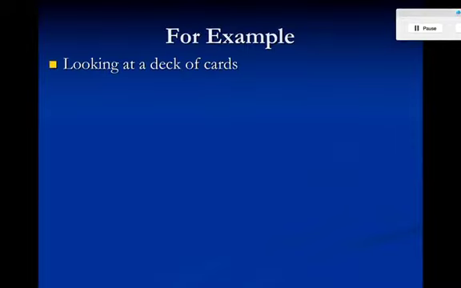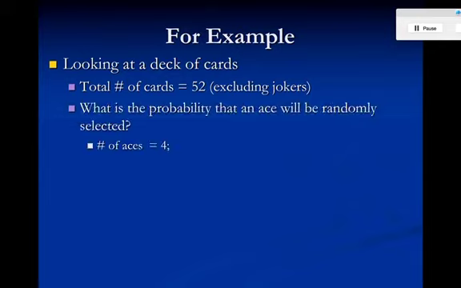So again, looking at this example of a deck of cards, if we have 52 cards in our deck, and here we're excluding jokers, and we want to know what the probability of us randomly selecting an ace would be. So if we know that there are 4 aces in our deck of cards, the ace of clubs, diamonds, hearts, and clovers, or clubs, I'm not really sure in terms of the terminology, sorry guys, I don't play a lot of poker.